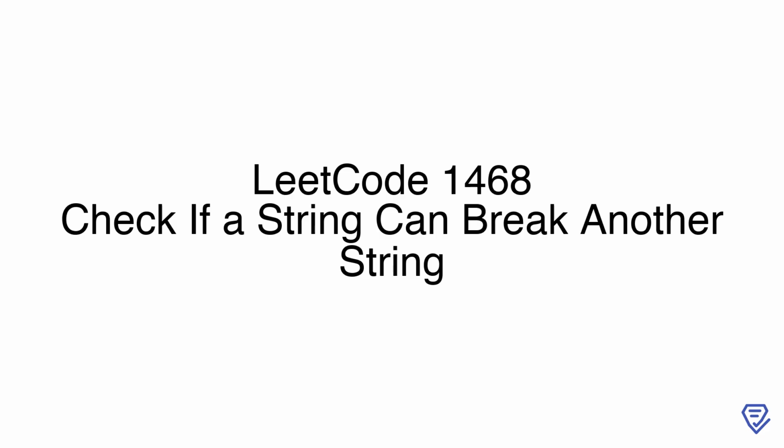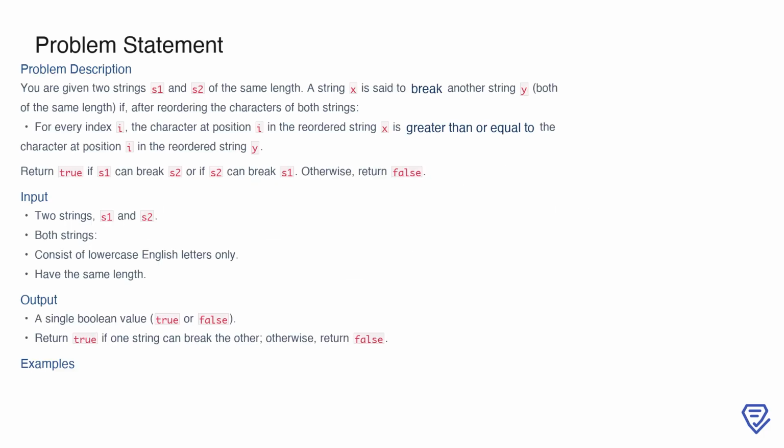Let's dive in. In this problem, you are given two strings, S1 and S2, both of the same length, and your task is to determine whether one string can break the other. Now, what does it mean for one string to break the other? If you reorder the characters of both strings, the reordered version of one string must have every character at each index be greater than or equal to the corresponding character of the other string at the same index. If this condition holds true, we say that one string breaks the other.